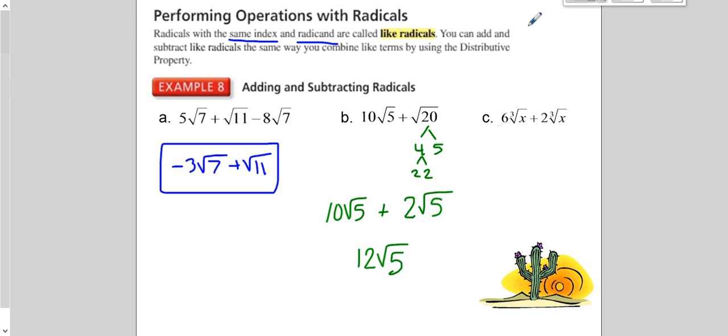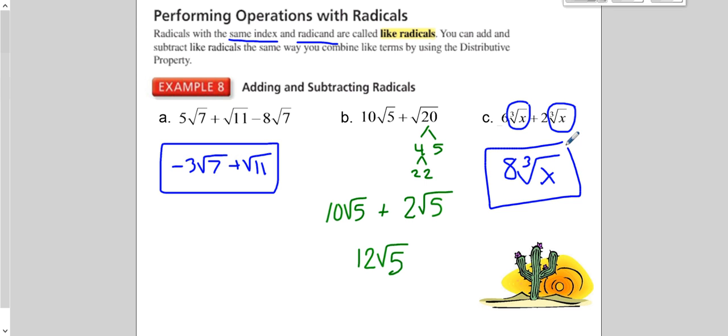All right, the next one. We have a cube root of x and a cube root of x. So these match. So we have 6 of these. Let's call them pineapples. 6 pineapples plus 2 pineapples is 8 pineapples. But they're not pineapples, they're cube root of x. That's all we have to do for that one.